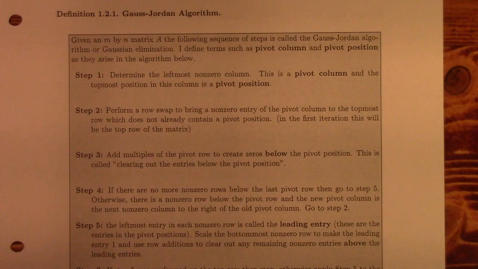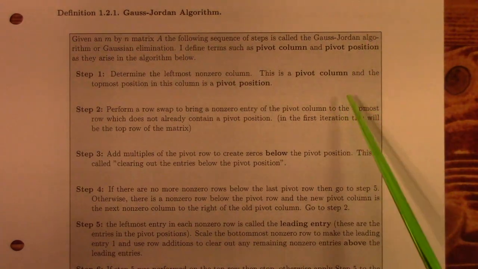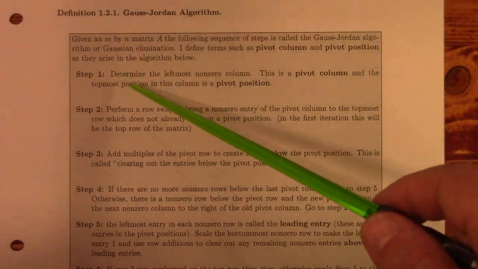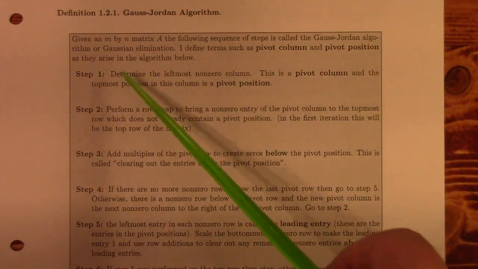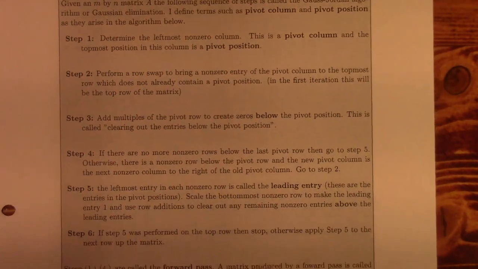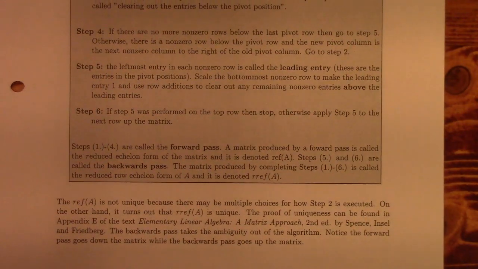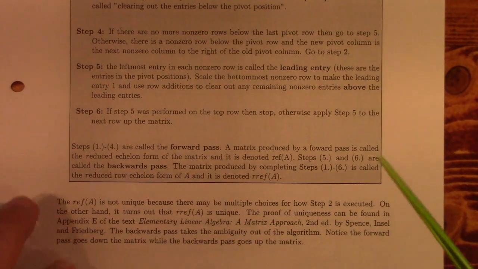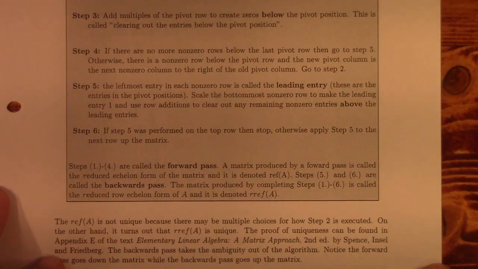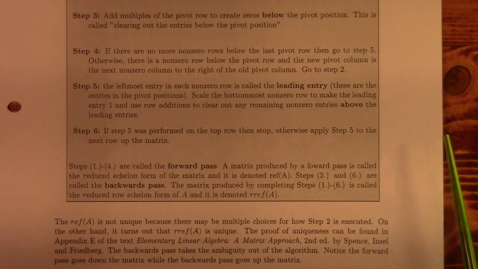So this is the Gauss-Jordan algorithm. Steps, step 1, 2, 3, 4, 5, 6. Here it is. I'll let you read it. You can just mechanically follow these steps, and it will get you to the row reduction of any matrix. All right, and there's a proof that this is unique in Appendix E of Elementary Linear Algebra, A Matrix Approach by Spence, Insel, and Friedberg.